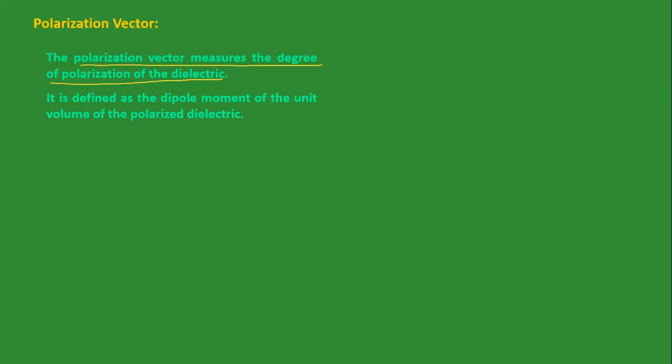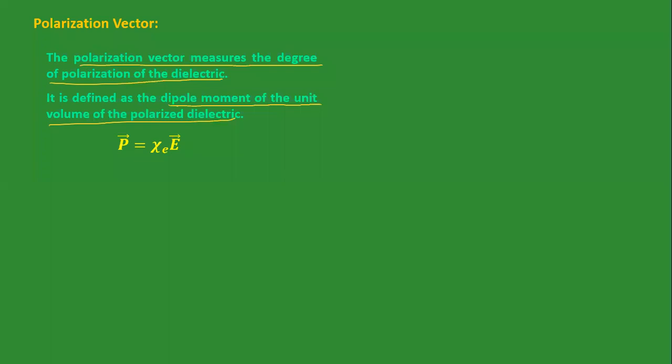After this, polarization vector. What is the polarization vector? Polarization basically measures the degree of polarization of dielectric, and it is defined as the dipole moment of unit volume of polarized dielectric, or dipole moment per unit volume. Electric dipole moment per unit volume is the polarization.